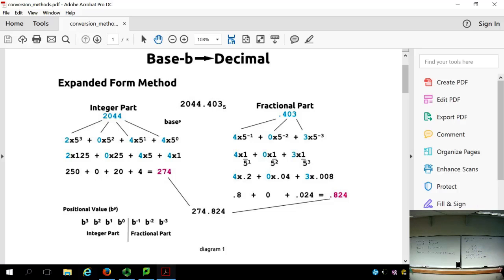But that is how you convert using the expanded method. Does that sort of make sense? Yeah. Yes, makes sense.